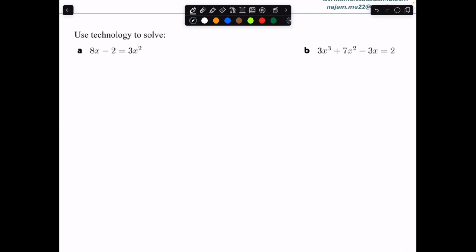The next questions are about solving polynomials using technology. Before doing that, the way we converted our system of linear equations into standard form, we have to convert our polynomials into standard form. So what we need to do is bring everything to this side. This will be -3x squared plus 8x minus 2 equals 0. You can see here, this is a standard quadratic equation. In this case, we know that a is -3, b is 8, and c is -2.